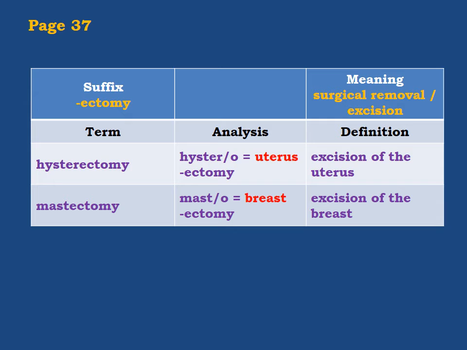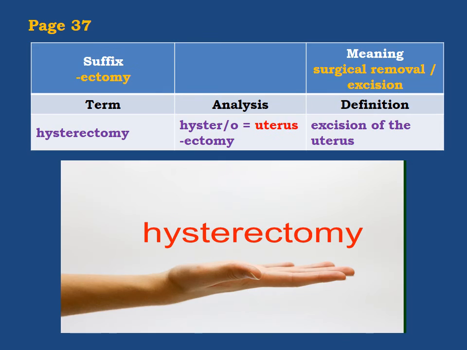The next term, mastectomy. Mast means breast, and ectomy, of course, excision. Now, excision of the breast. Now, you know, maybe you have heard stories about women having breast cancer. How do they treat that? They cut the breast, and they remove it. They get rid of it. So this is called mastectomy, excision of the breast. Now let's see the pronunciation.